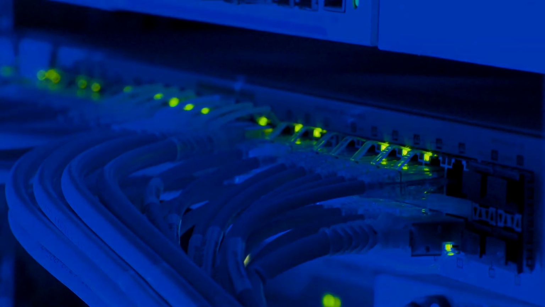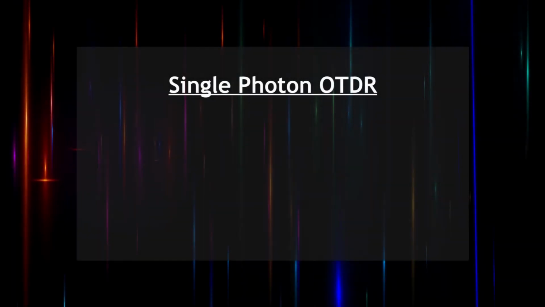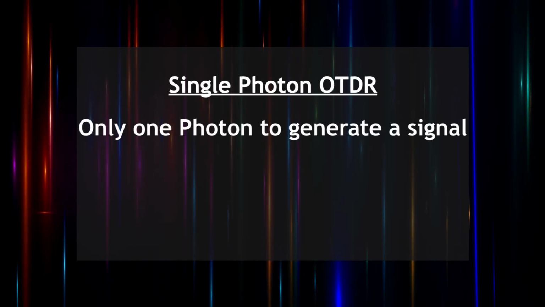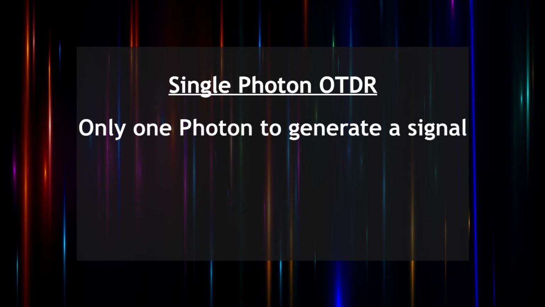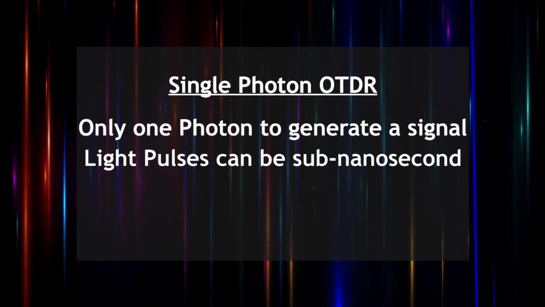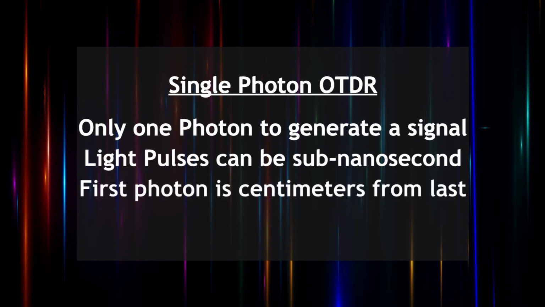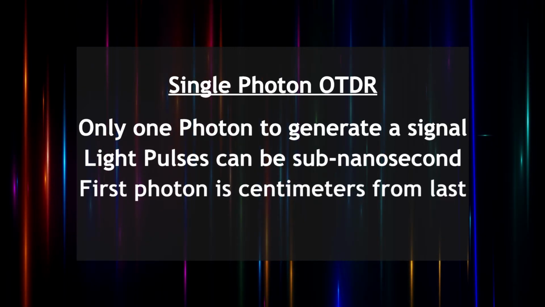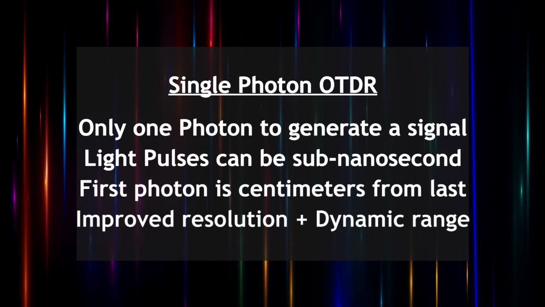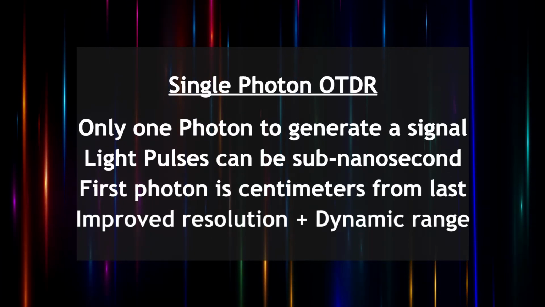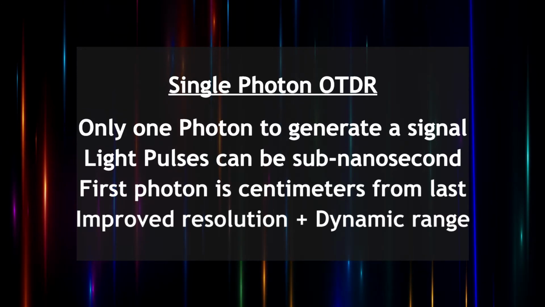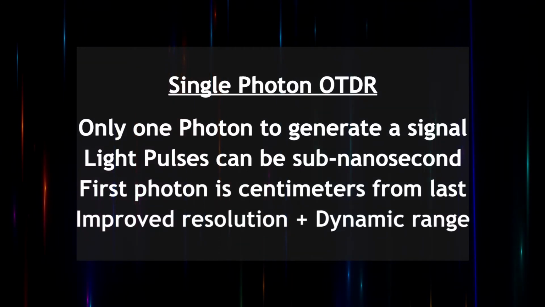Single photon OTDR, also known as photon counting OTDR, avoids these shortcomings by eliminating the need for large numbers of photons to generate a signal. Sub-nanosecond duration laser pulses can be used, meaning that the first photon in a pulse is only a few centimeters ahead of the last photon. This in turn leads to dramatic improvements in resolution. It also leads to improvements in dynamic range, or the ability to detect small defects immediately following large ones.